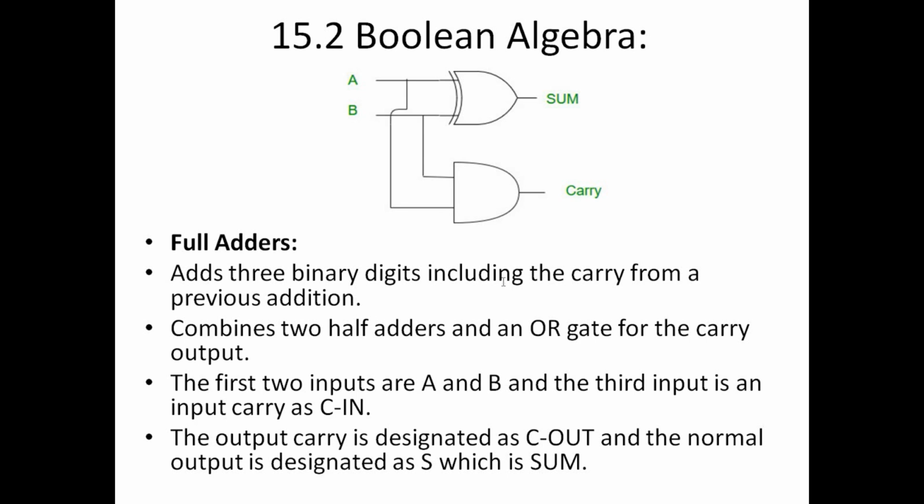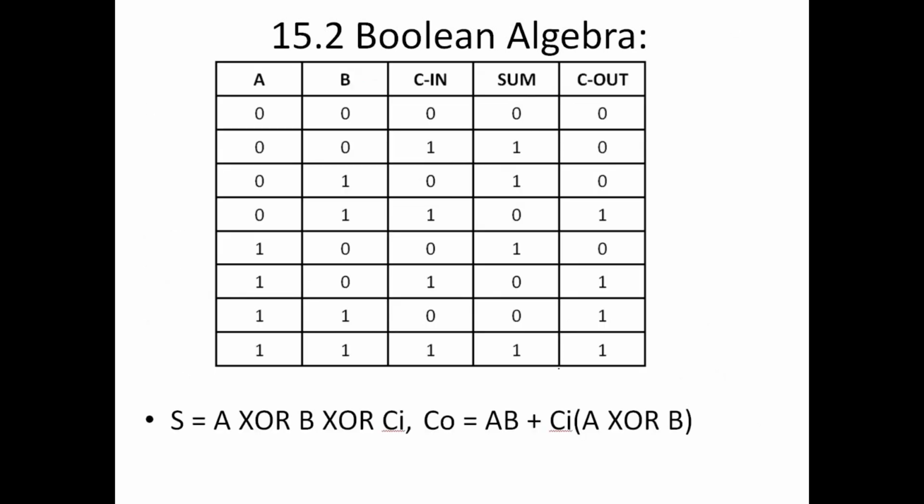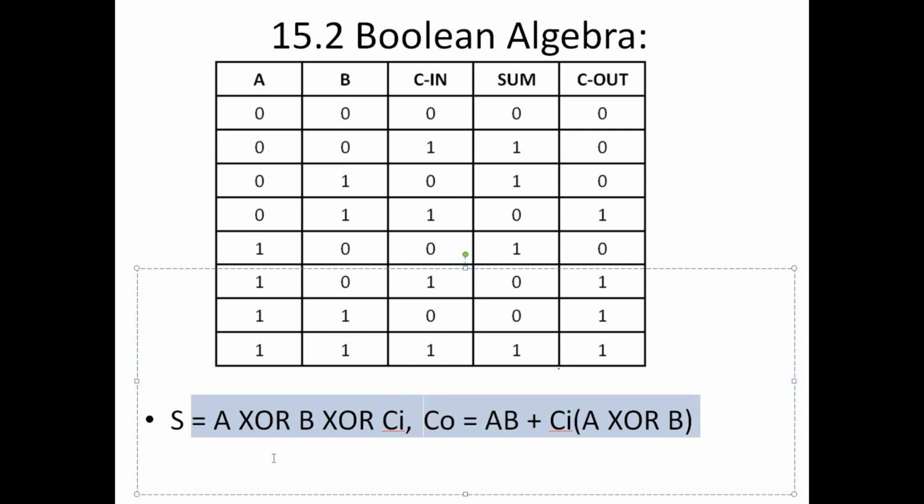It can add 3 binary digits including the carry from a previous addition. It combines two half adders and an OR gate for the carry output. The truth table looks something like this. We have A, we have B, and we have a carry input. These three are the inputs, then sum and carry are produced as outputs. This is how we write it: A XOR B XOR CI for the sum, or for the carry output we can write A dot B OR CI, the carry input, dot (A XOR B).